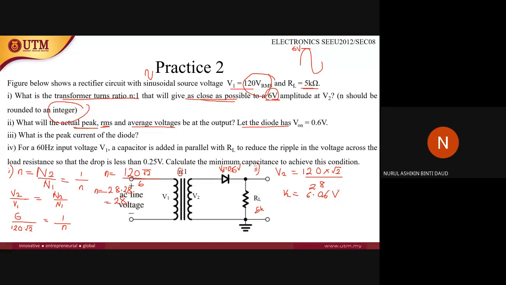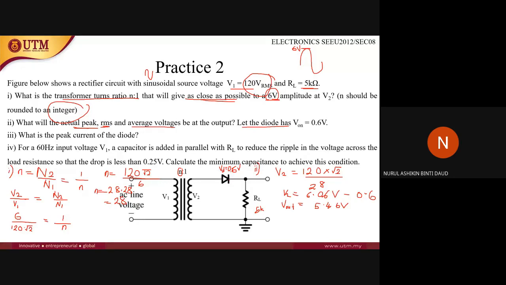Next, you have to consider VD, right? So 6.06 volts minus 0.6, okay, so it will be 5.46 volts. Okay, 5.46 volts. So this is the value of the output after you consider the voltage drop for the diodes, 5.46 volts.